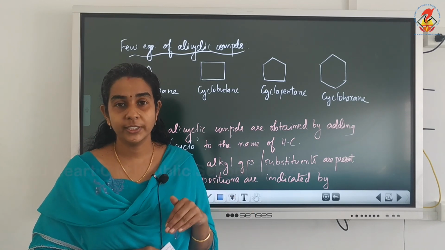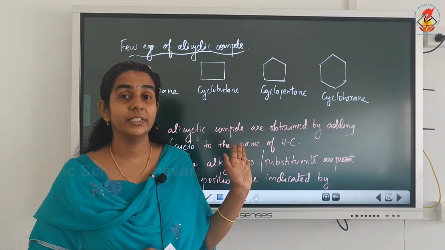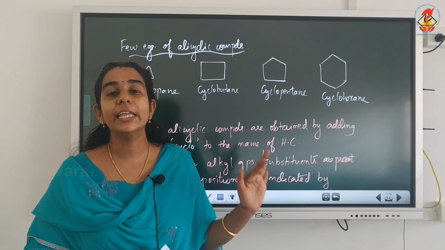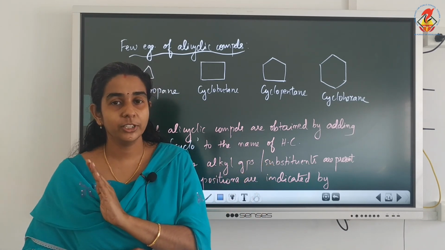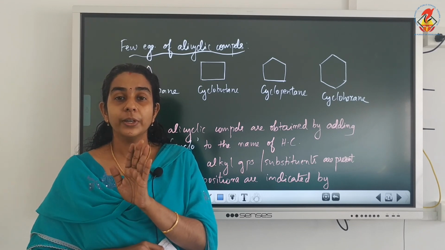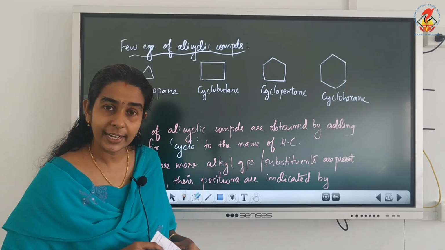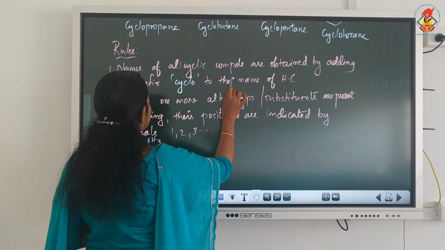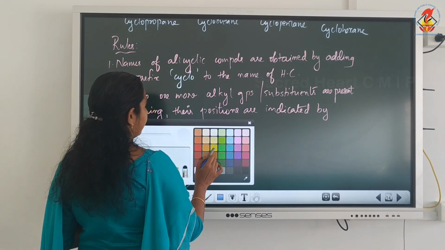Here the main differences. Now we are going to do the naming of an alicyclic compound. They are ring compounds actually. So here you will definitely see one ring. Sometimes along with the ring you can see some branches or chains. So here we are going to do the naming of ring compounds, alicyclic compounds. So we will see what are the rules, what are the additional points that we have to see.